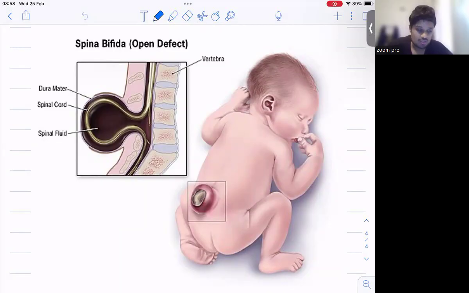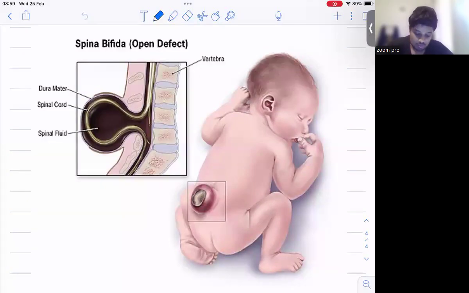Now, why does this happen? This happens due to a congenital neural tube defect. There can be multiple risk factors. The commonest risk factor is folate deficiency. Inadequate intake of folate during pregnancy is the most common risk factor. Apart from that, maternal diabetes mellitus and sodium valproate are risk factors for this kind of neural tube defect.